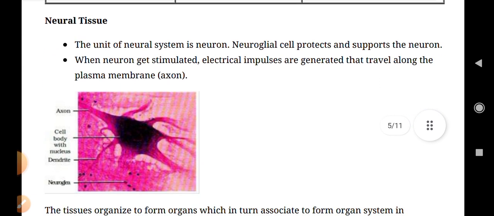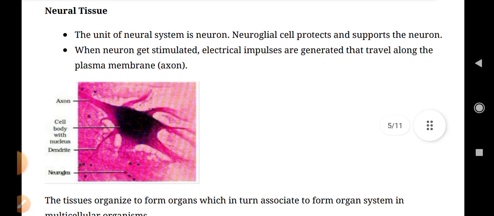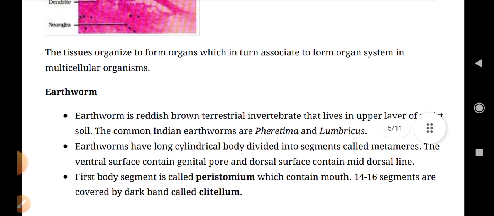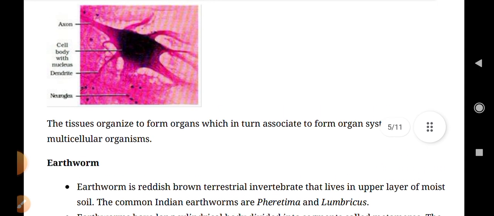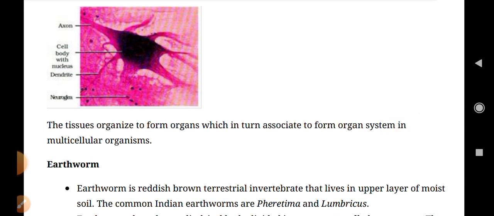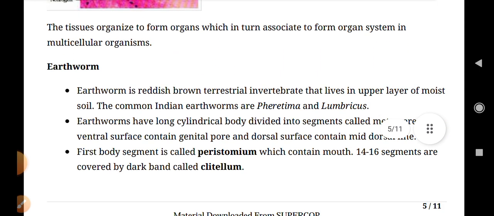Neural tissue. The unit of the neural system is the neuron. Neuroglial cells protect and support the neuron. When a neuron gets stimulated, electrical impulses are generated that travel along the plasma membrane of the axon. Tissues organize to form organs, which in turn associate to form organ systems in multicellular organisms.